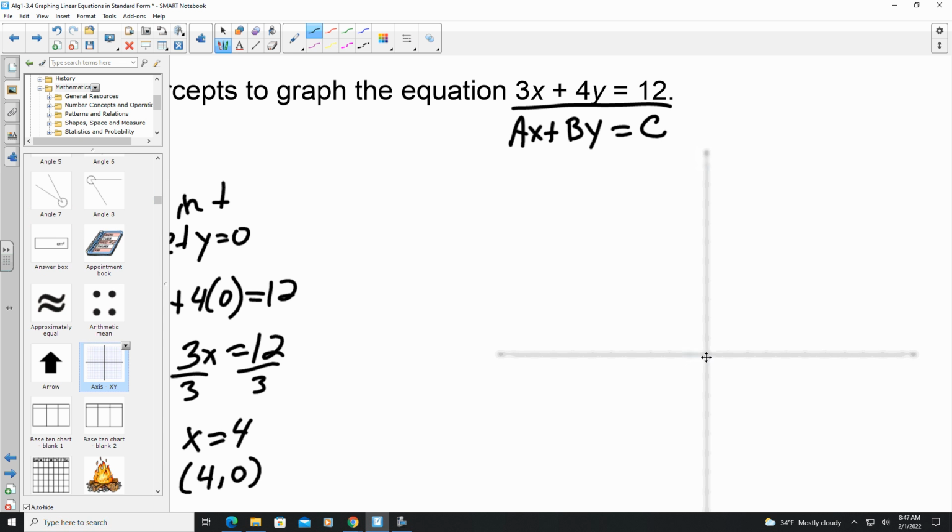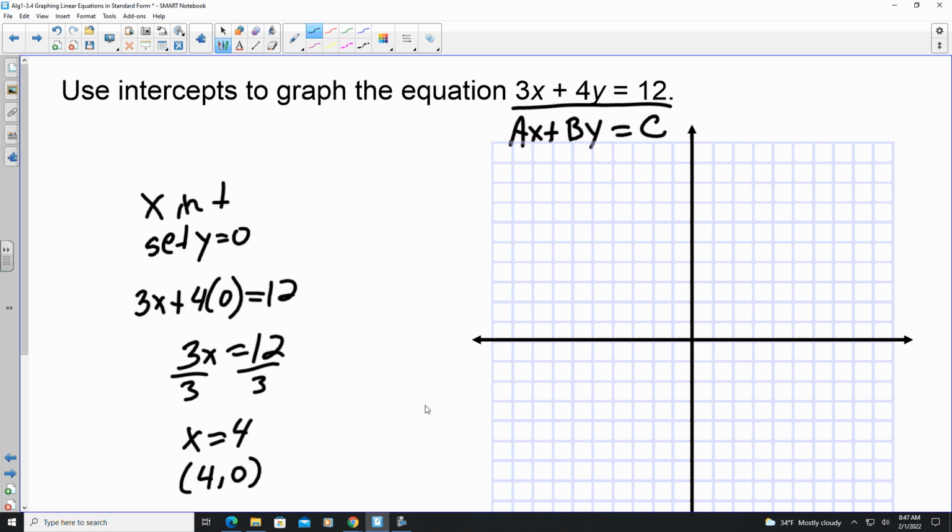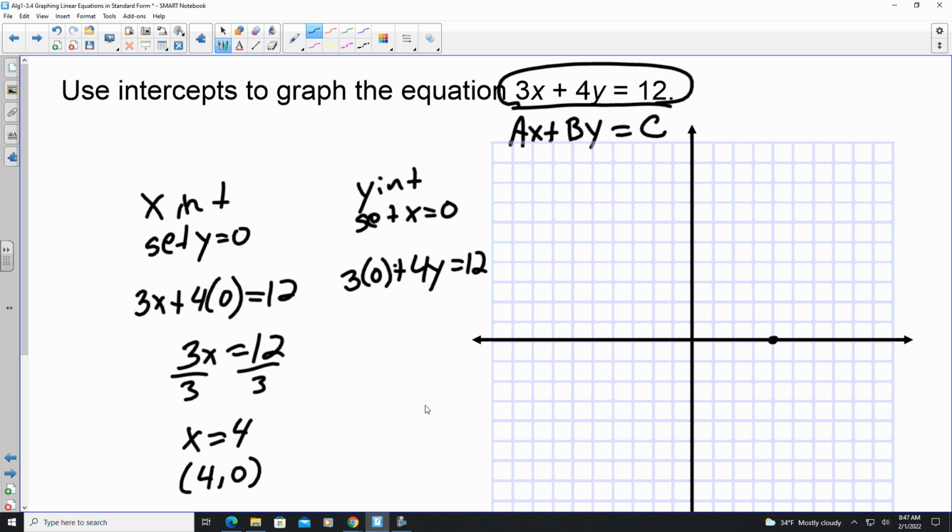All right, so if we get this graph out here, 4 comma 0 is located right there. Now I want to find the y-intercept, which means we have to set x equal to 0. So again, using this equation, 3 times 0, because we just set x to 0, plus 4y is equal to 12.